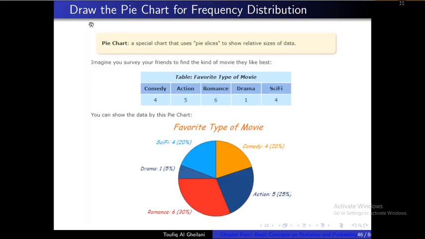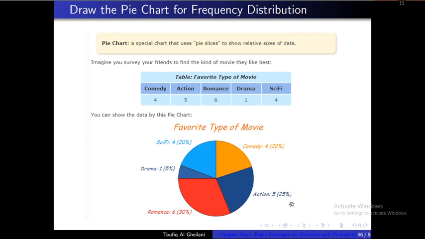Now we explain how to draw the pie chart for frequency distribution. A pie chart is a special chart that uses pie slices to show relative sizes of data. Imagine you survey your friends to find the kind of movie they like best. So you can show the data by the pie chart like this one.